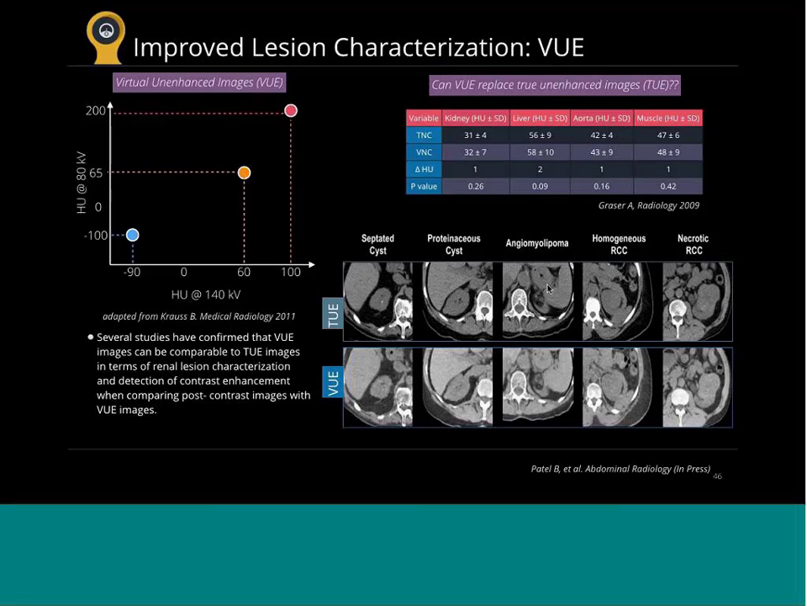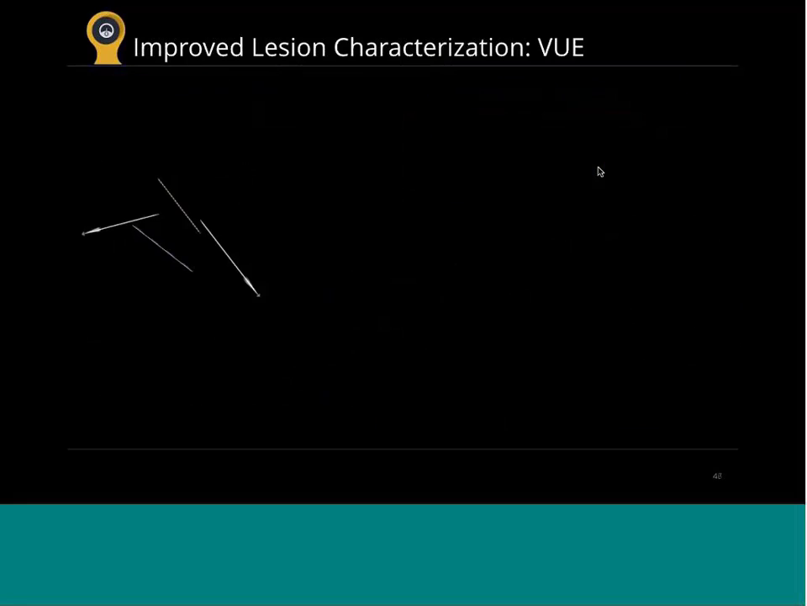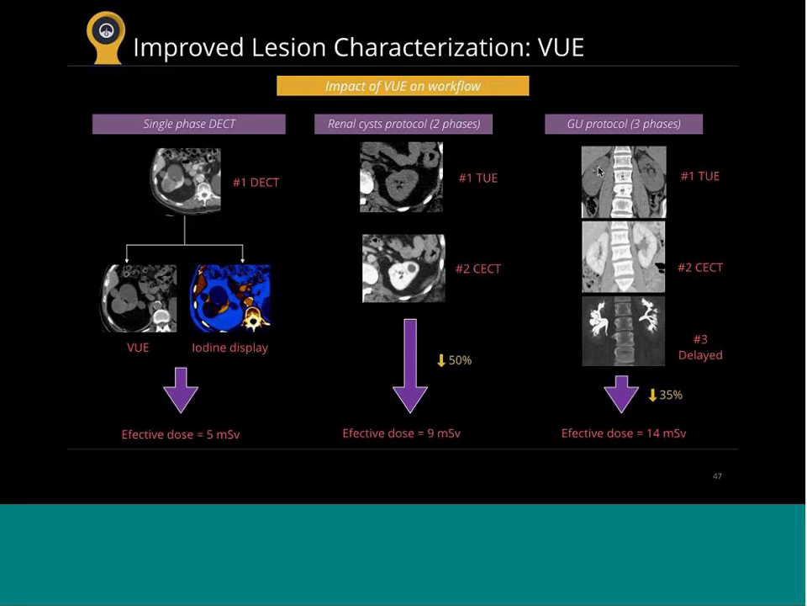And so you can see in all these cases, the true unenhanced exams are on the top. These patients were also scanned with dual energy, and you see the VUE on the bottom. VUE stands for virtual unenhanced. You can see the image quality is pretty comparable here. There are studies that show the attenuation is also pretty comparable, in terms of being validated, okay? So what does that mean? How is that impactful on workflow?